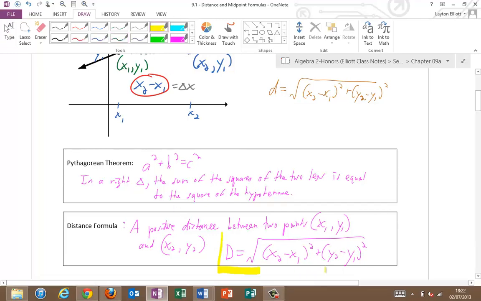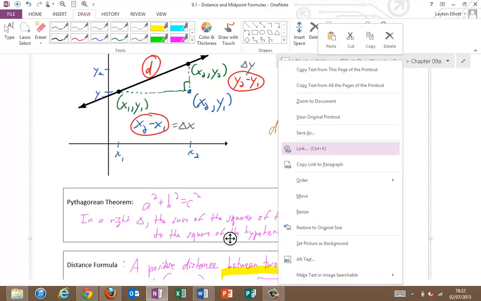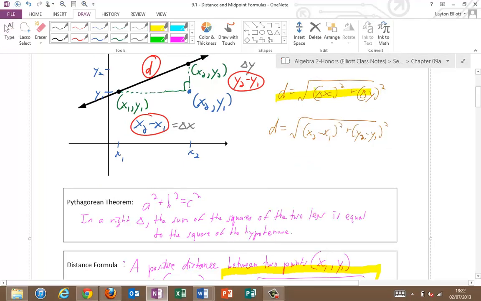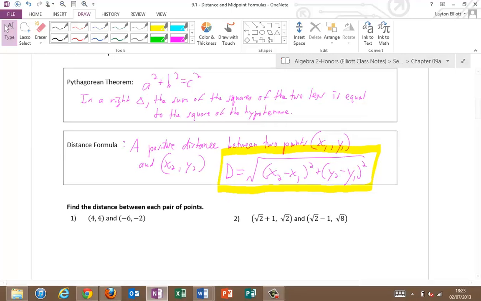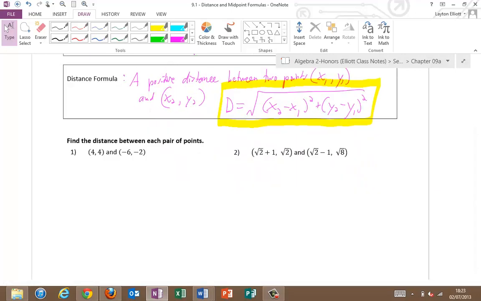This is a formula that from now on you must memorize. I don't think it takes much to memorize it, because to be honest with you, I memorized the change in x squared plus the change in y squared, square rooted, because that matches the Pythagorean theorem. Let's go on down now and talk about the distance between points.